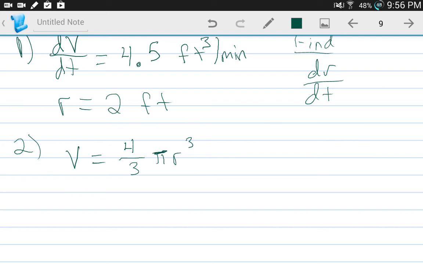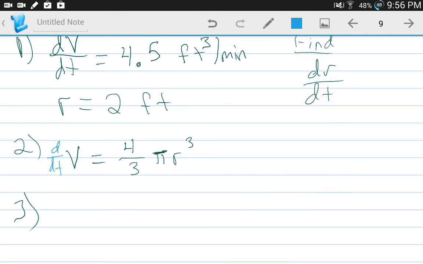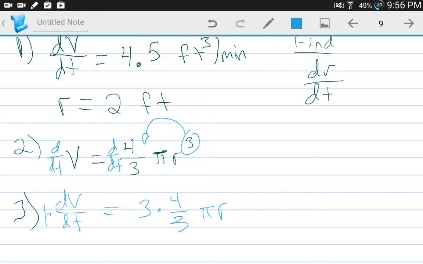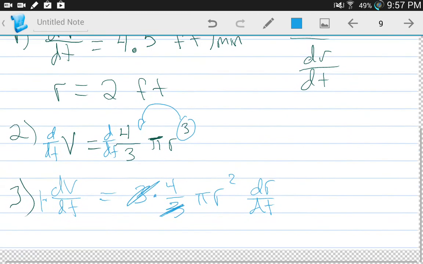So that's volume, right? Step 3 is dV/dt, taking the derivative of this. So d/dt and d/dt. Okay, so we get dV over dt, or 1 times dV over dt, equals, our 3 goes down, so 3 times 4/3 pi r squared dr/dt. The 3's cancel, and now we're going to substitute in our givens.